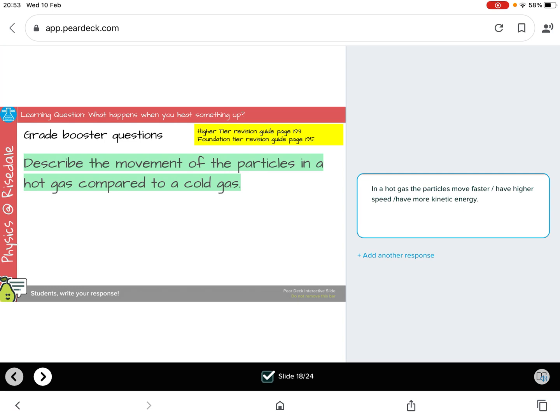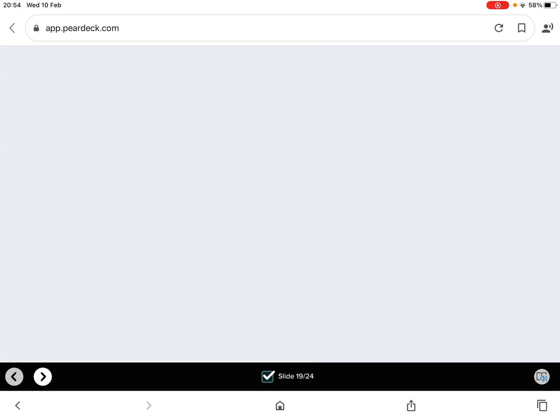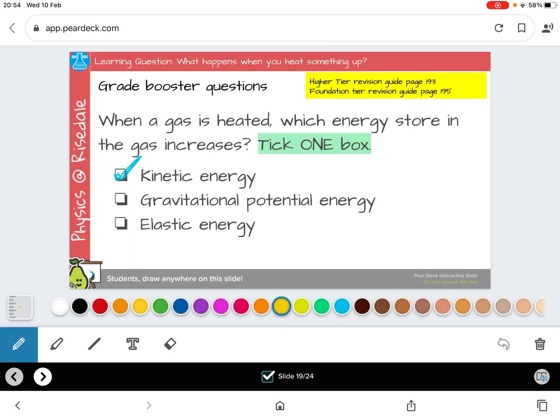So in a hot gas, the particles are moving faster. You could also say the particles have a higher speed or they have more kinetic energy. When a gas is heated, the kinetic energy store will increase.